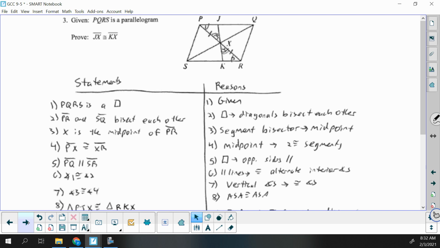Okay, and 3, I would say, is a traditional difficulty level for one that you're starting with a parallelogram. Notice we want JX congruent to KX, so we want to think, let's get the triangles that have JX and KX in them be congruent.